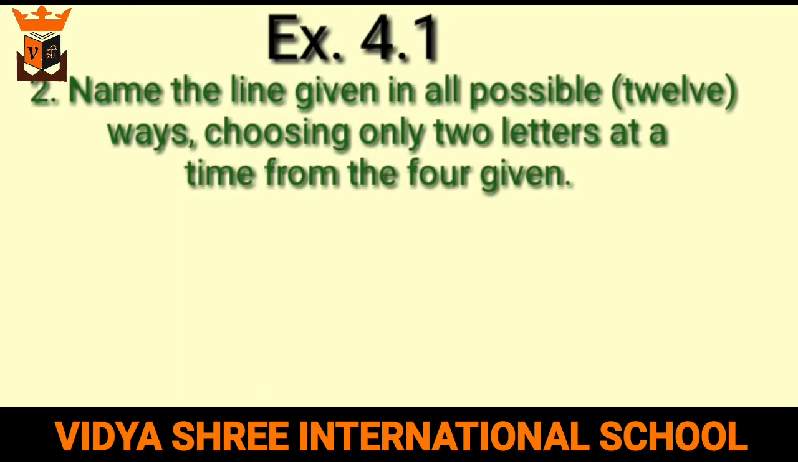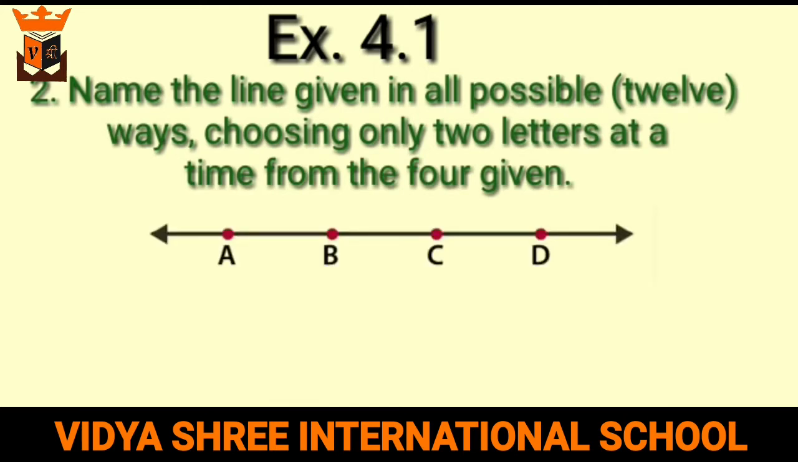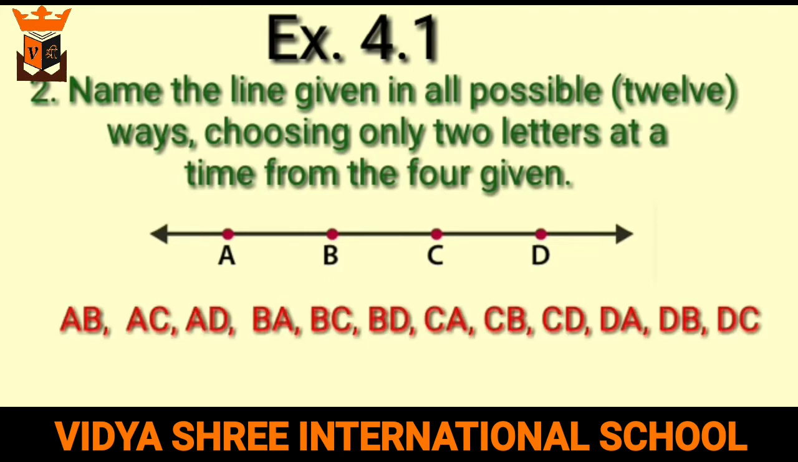Question number 2 is, name the line given in all the possible 12 ways, choosing only 2 letters at a time from the 4 given. From the given figure, the lines are AB, AC, AD, BA, BC, BD, CA, CB, CD, DA, DB and DC.